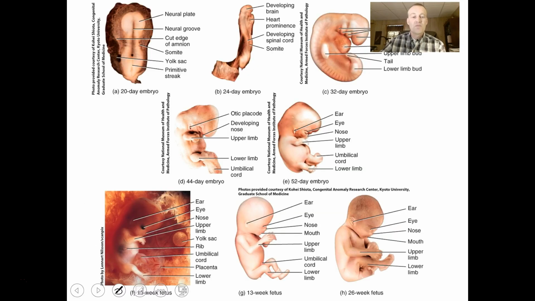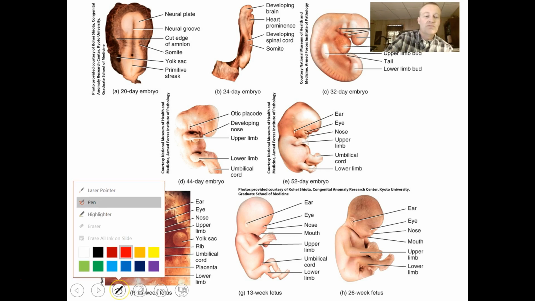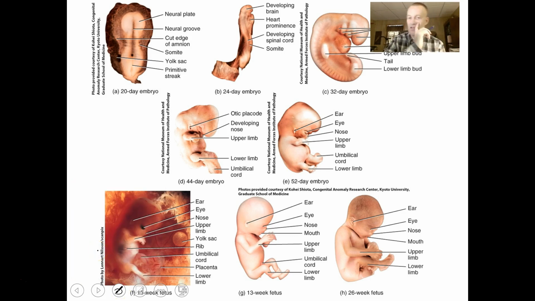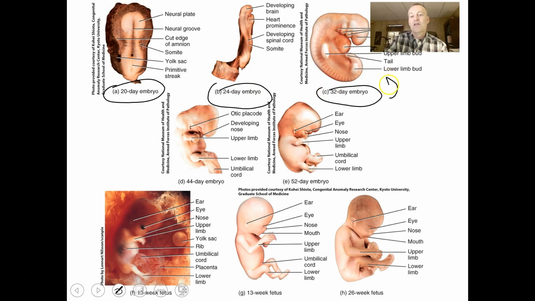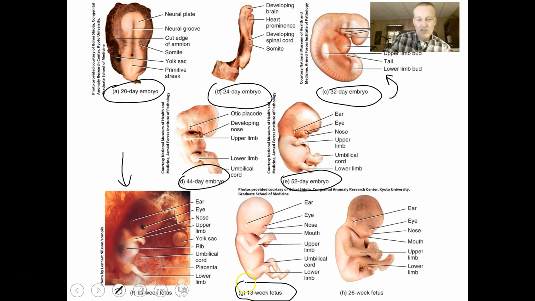Very few new structures appear during this period, and this is just a sequence of pictures showing you what the embryo all the way to the fetus looks like. So here we have the 20-day embryo, the 24-day embryo, the 30-day embryo begins to kind of look like a human a little bit, 44-day embryo, 50-day embryo. Then we begin to look at the fetus. So this is the fetus, and then around 13 weeks, this is what the fetus looks like. So it really kind of looks like a baby that's going to be born.